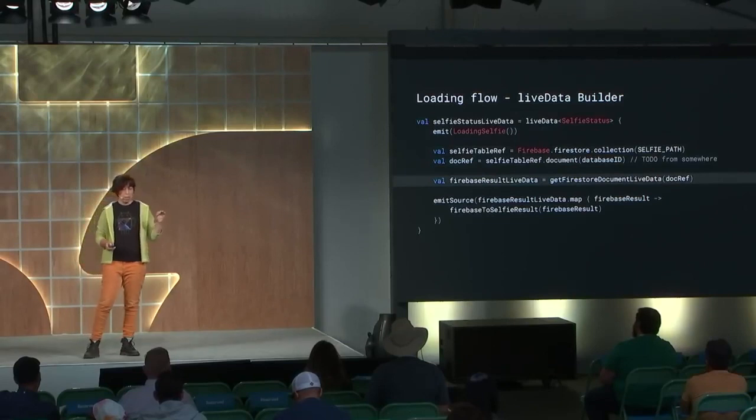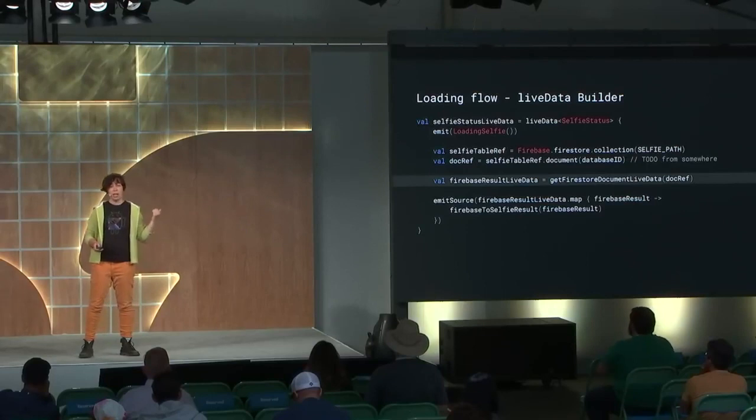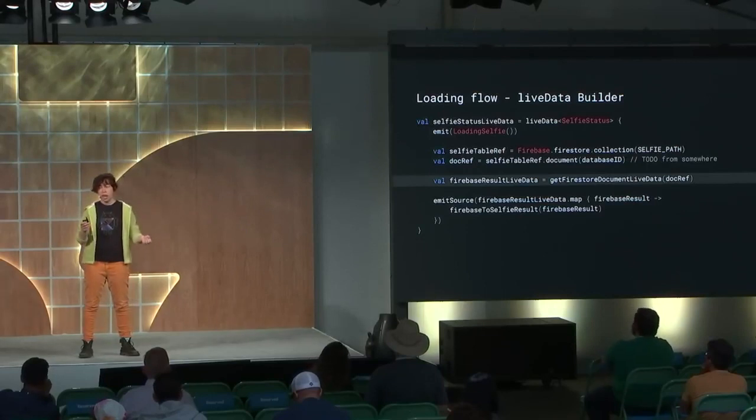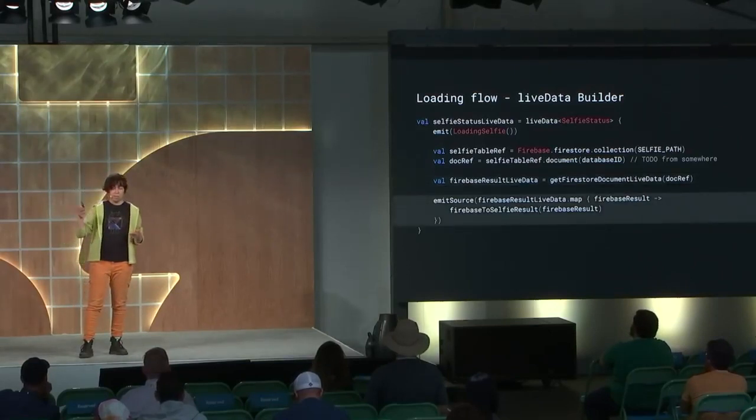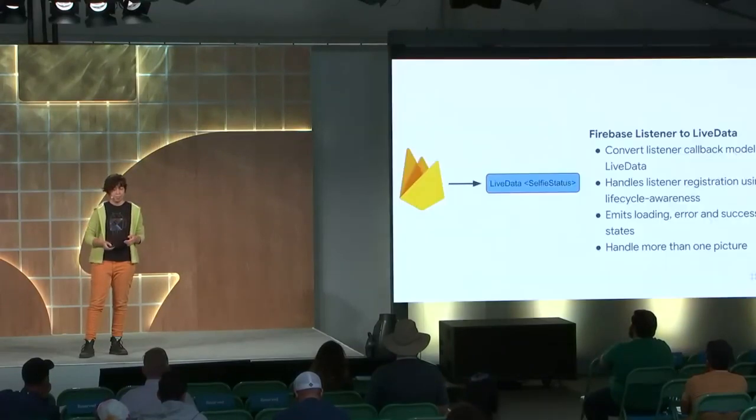OK, and then I use this get Firestore document live data, and that's implemented using one of the two methods that I went over, either lingering live data or using the live data builder. But essentially, this is going to give me back a live data that is inactive, that removes and adds its listeners appropriately. And then finally, I'm going to map that live data from the Firebase-specific results to the generic selfie status results. And that is what this function makes for me.